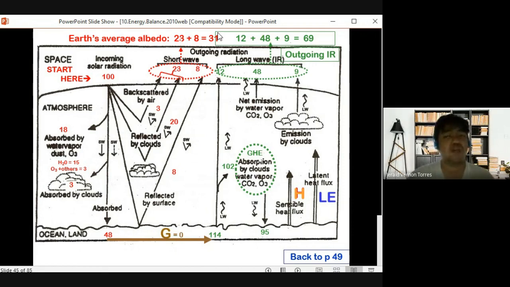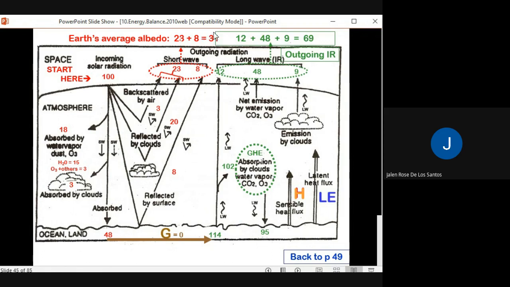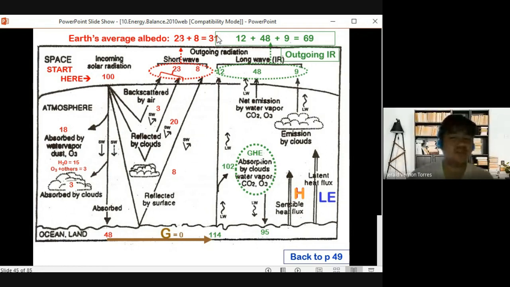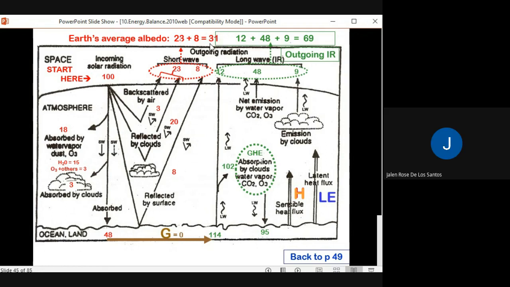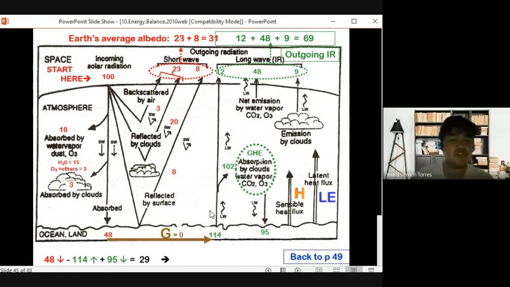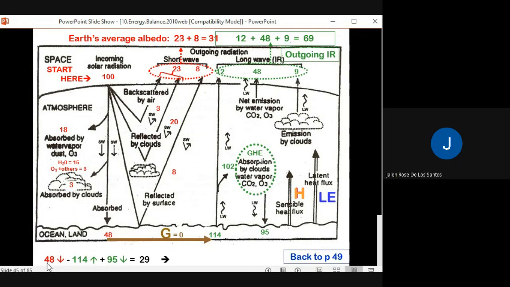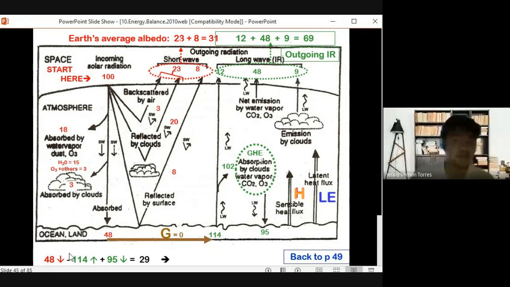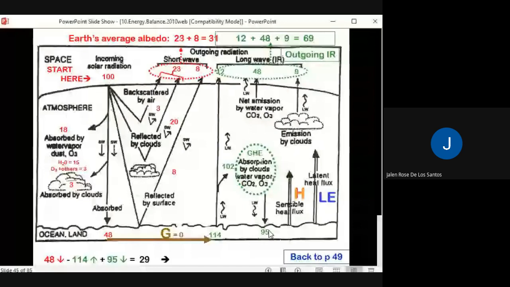So, gaano kalaki yung outgoing short wave radiation, Jack? 31. Gaano kalaki outgoing long wave radiation? 69. So, yan yung mga outgoing energy mo. Tignan mo, gaano kalaki na absorb ng lupa? 48. So, this is your incoming radiation. Minus nung outgoing, gaano kalaki outgoing radiation? Pag inadd mo yung outgoing short wave sa long wave radiation, 114 joules. At gaano kalaki yung energy na bumalik from long wave radiation? 95, sir. Is this incoming or outgoing? Incoming. Incoming na kasi bumalik sa lupa.